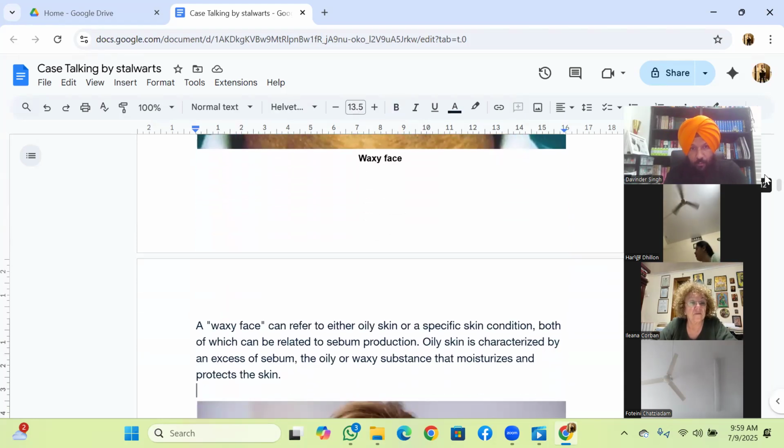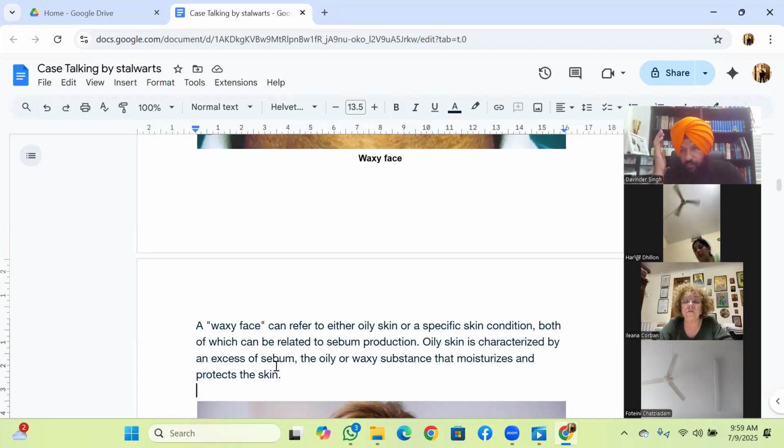Waxy face can refer to either oily skin or a specific skin condition, both of which can be related to sebum production. Oily skin is characterized by an excess of sebum, the oily or waxy substance that moisturizes and protects the skin.